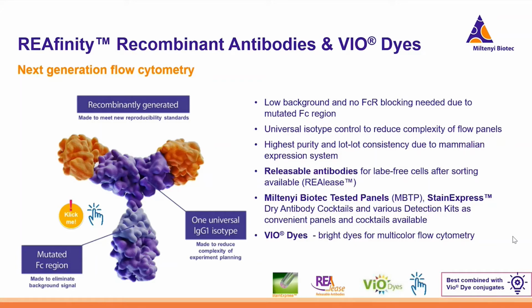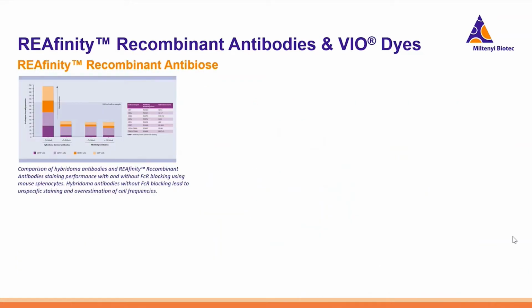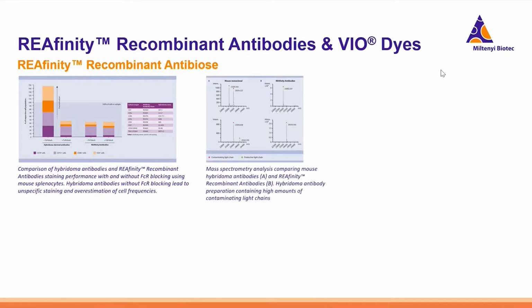More info on that can be found following the various links on this slide. And indeed, if comparing classical hybridomas to recombinant REAfinity antibodies, it shows that without FcR blocking, hybridomas bind unspecifically, leading to an overestimation of the actual cell frequencies. REAfinity antibodies instead do not need any FcR blocking and always bind precisely, leading to lower background and reproducible results.